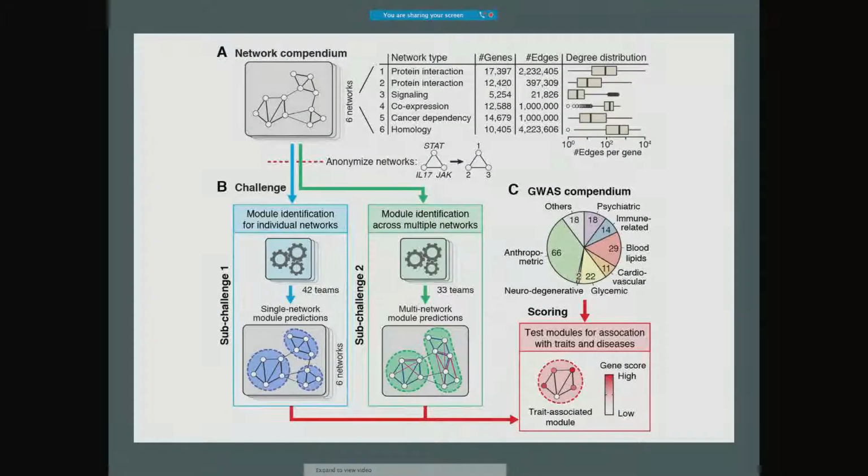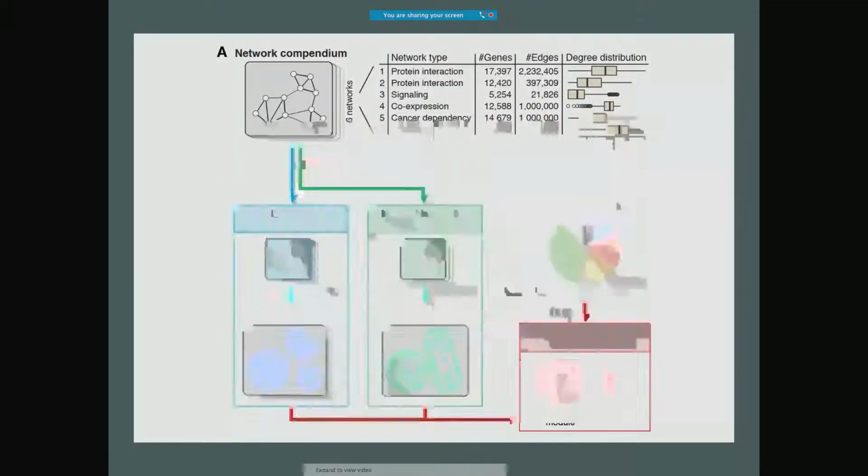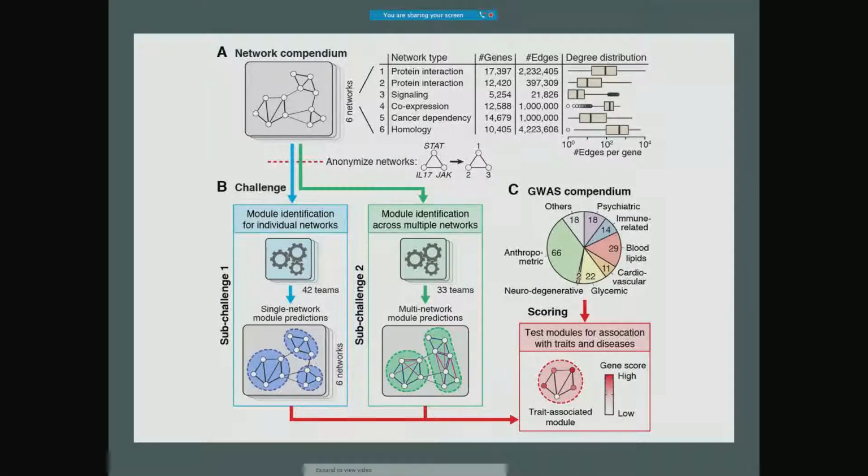I'm low tech. All right, so the community contributed a bunch of networks. They're at the top of the slide. Okay, perfect. Two of them were just standard PPI interaction networks. There was a signaling network. In this case, the edges were actually directed. There was a co-expression network. There was a cancer dependency network that was based on Project Achilles. And there was a homology-based network.